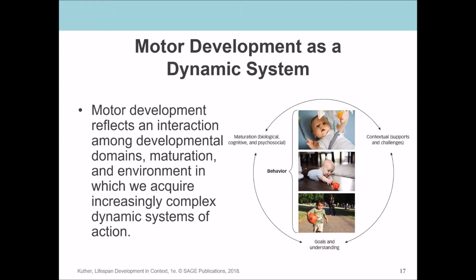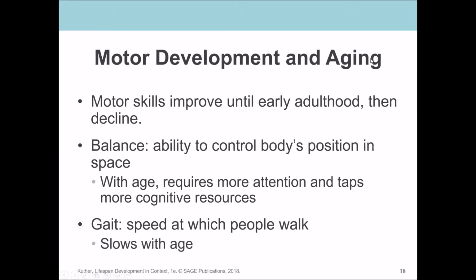So motor development is a result of the processes of central nervous system maturation, the infant's physical capacities, what they're able to carry out, their strength and their abilities, environmental supports, and then also the infant's desire to explore the world. That curiosity is very important in developing motor skills. Motor skills do improve until early adulthood, reach their peak in about 20s or maybe 30s, and then decline. Physical activity can compensate for some of these normative declines. So again, stay active, use it or you lose it.